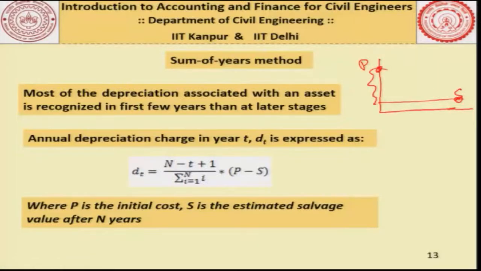Whether or not this change is linear, whether it is something like this, whether it goes something like this, whichever way it goes, the total change by and large in principle should remain the same. That is something which we should keep at the back of our mind, but I am going to violate this principle in the next method itself perhaps. But in principle here, as far as these two methods are concerned, the total depreciation has to be the same.